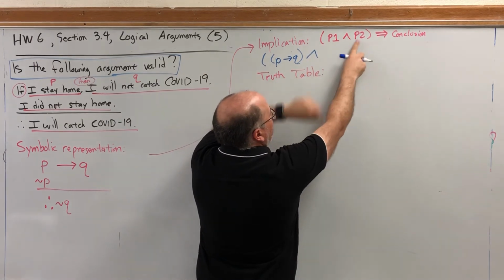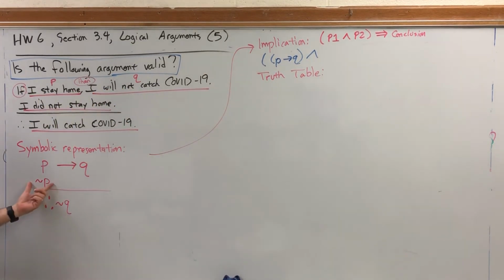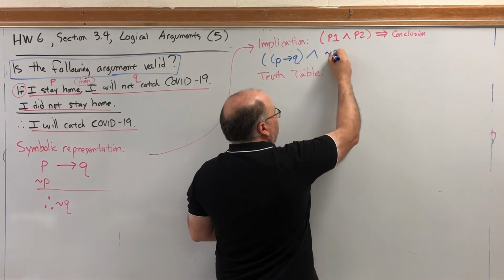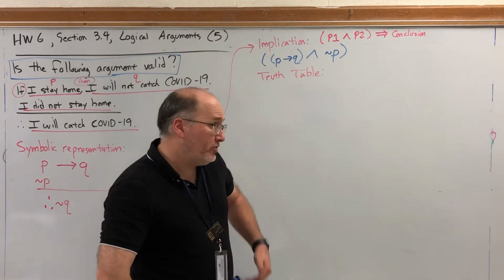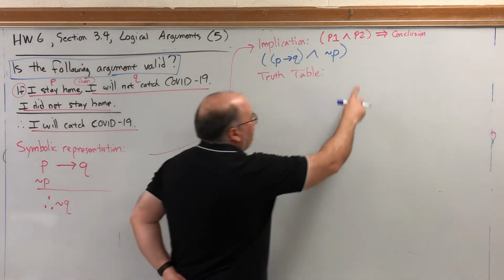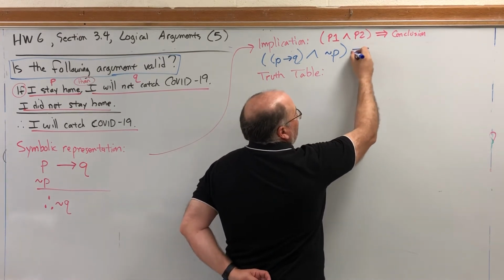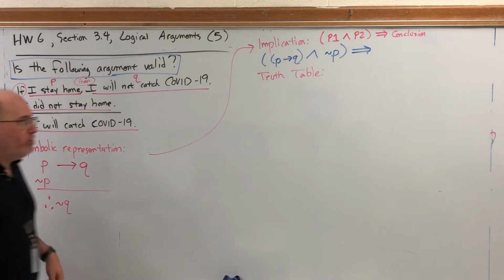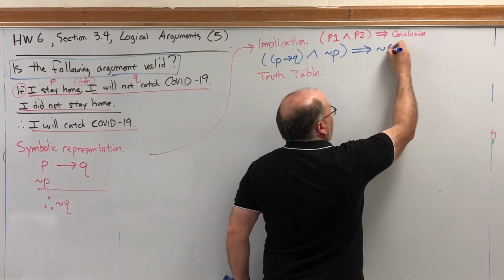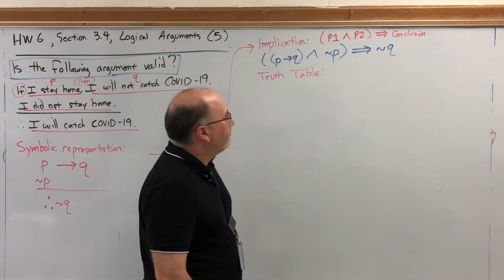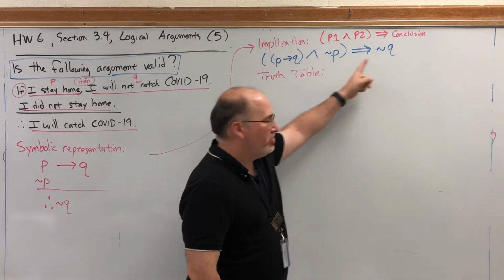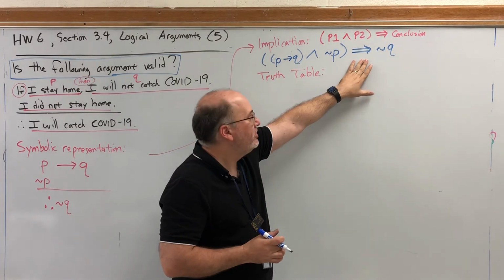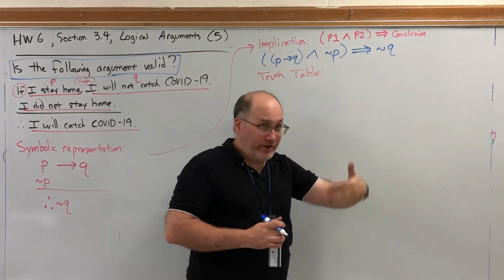Conjunction. Second premise. Second premise is negation of P. Not a compound statement, don't need parentheses around it. It would not be wrong to put parentheses around it, but it's unnecessary. Close parentheses. Implication. Conclusion. Our conclusion is negation Q. Word of warning in the homework. If they ask you to type the implication for an argument, make sure you use the double-lined arrow for the implication. If you use the single-line arrow, it will count it wrong.